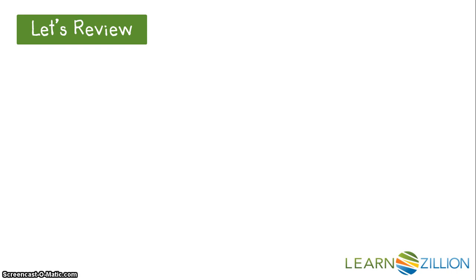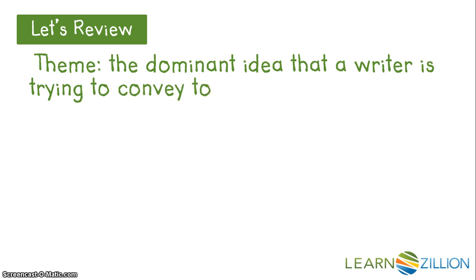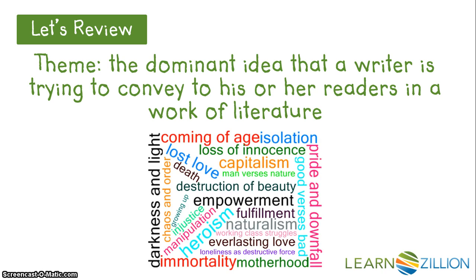In this lesson, we will focus on the themes found in the text. A theme is the dominant idea that a writer is trying to convey to his or her readers in a work of literature. This is the meaning released by the work when we take all aspects of the work into account. Some common thematic words found in literature include immortality, lost love, pride, and empowerment. These thematic words can be expanded into messages about life, like the dangers and downfalls of pride, the quest for immortality, love lost and found, and the empowerment of women.